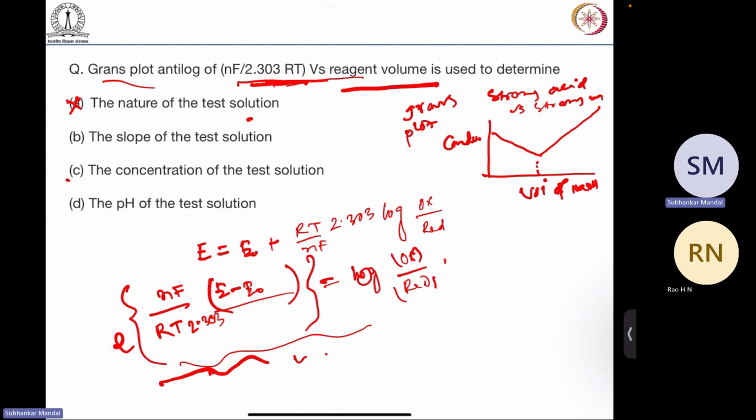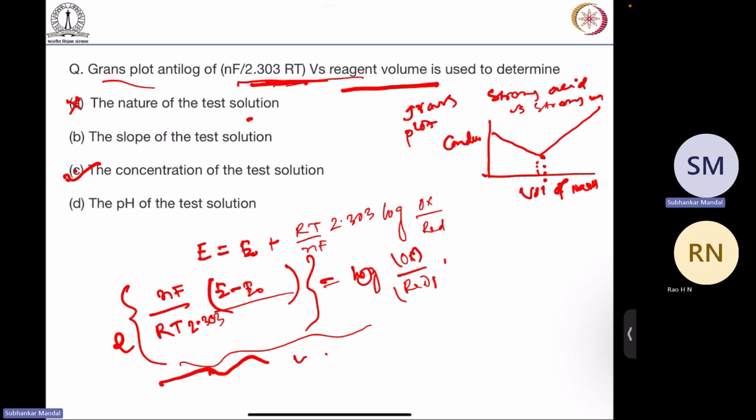The other thing is the concentration of the test solution. That we can tell, because from the equivalent point, if you know one concentration, then you can tell the other concentration. And the pH of the test solution we cannot tell from here, because how much H plus concentration is there, that you cannot tell from the equivalent point.